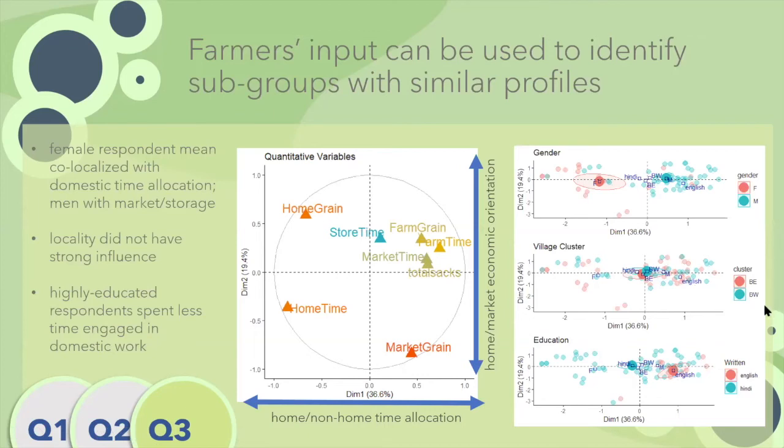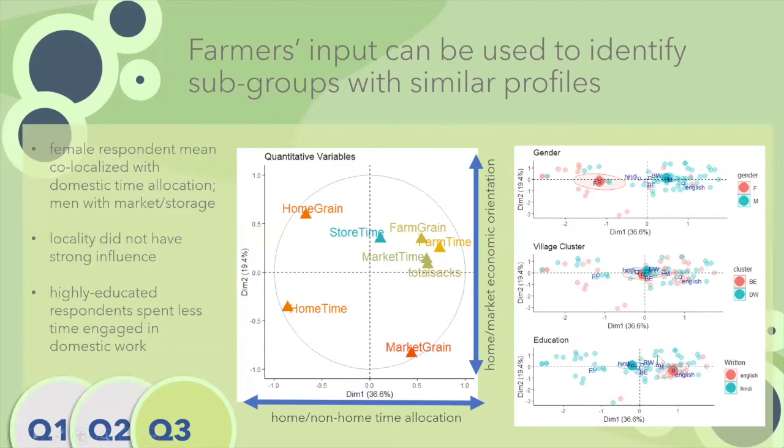For example, in gender, we saw that the coordinate for female respondents was highly co-localized with the coordinate for home time and home grain, indicating that females in general had much higher affinity for domestic work time. Whereas clustering by locality actually was less informative. The clusters overlapped and coincided with the plot origin, and therefore the particular locality wasn't substantially predictive of farmers' needs.